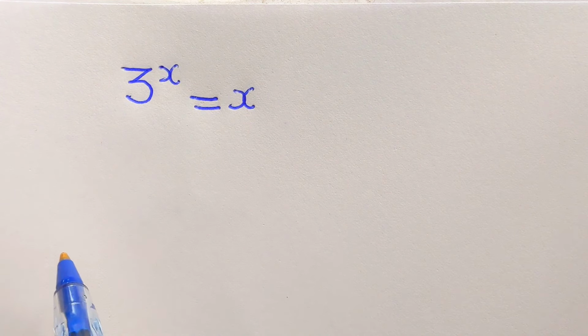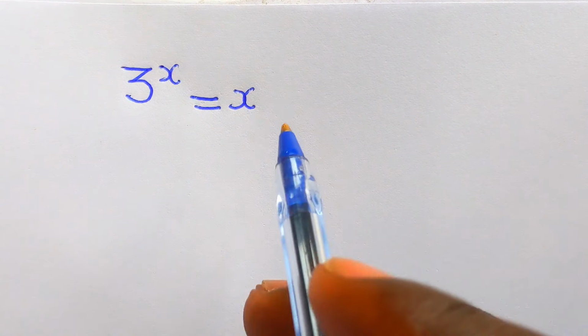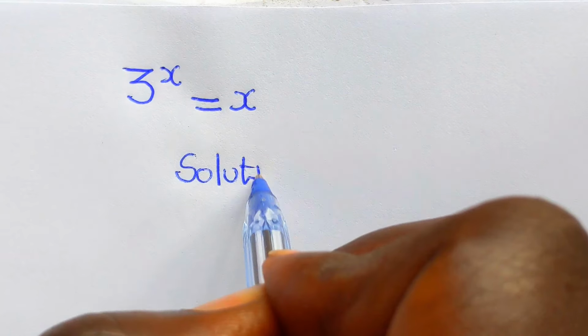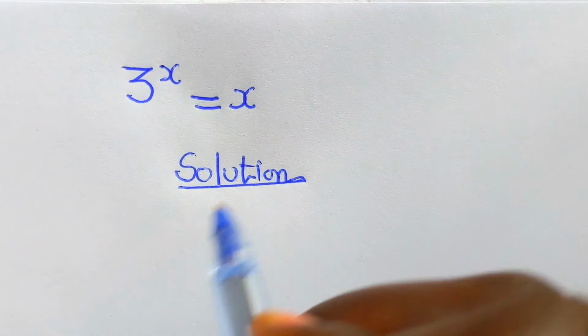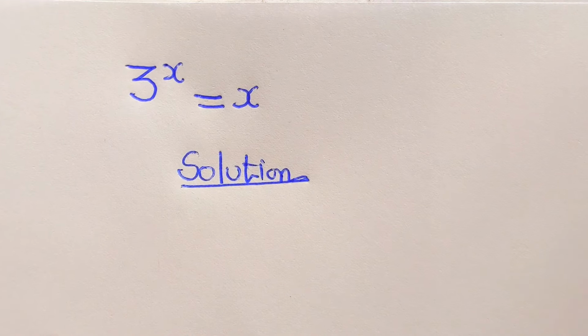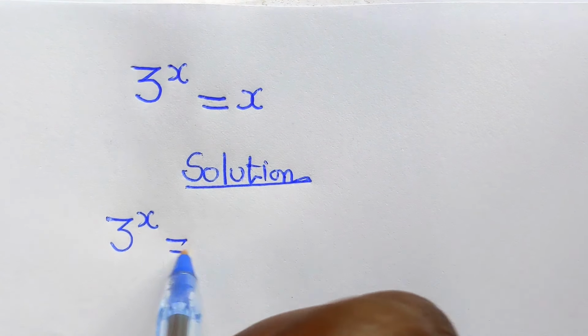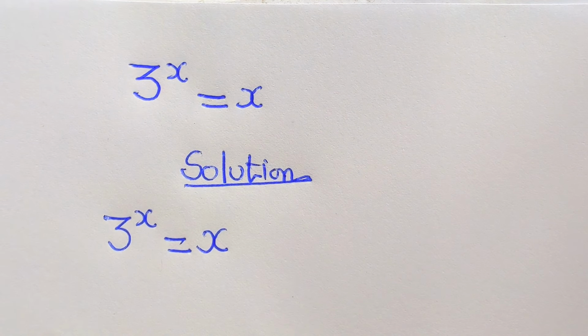Alright, we have got a question: 3^x = x. Solution. Then by copying, we have 3^x = x.